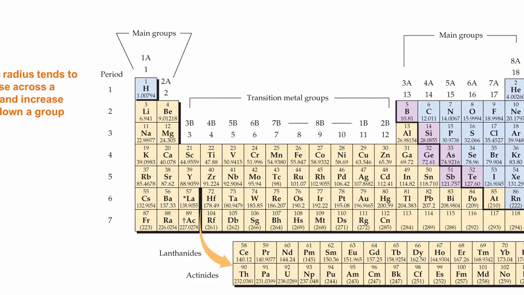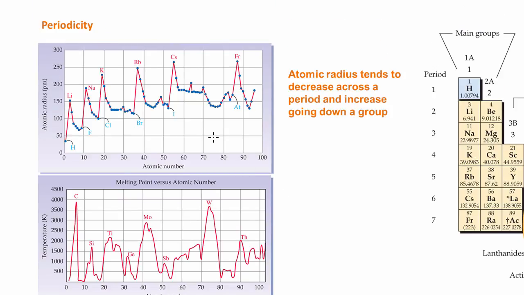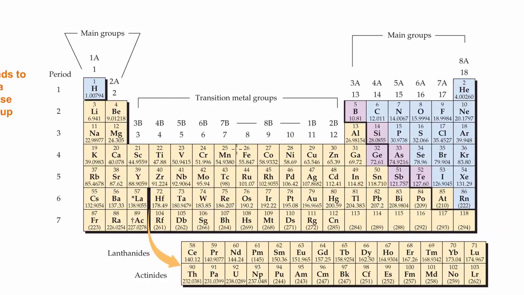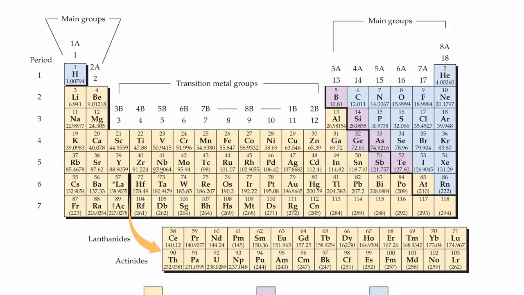The other graph is for melting point versus atomic number. Again, we see the same trends. There is periodicity here, but notice that our peaks and valleys are not as sharp, and there are a lot of exceptions here. Same up here. When we're looking at atomic radius, we'll find as we get to this part of the periodic table that there are exceptions to these trends, but we'll talk about that much later. Back to the periodic table.